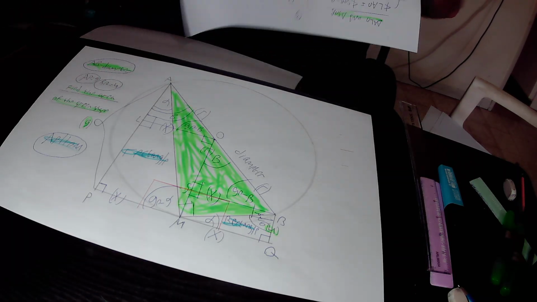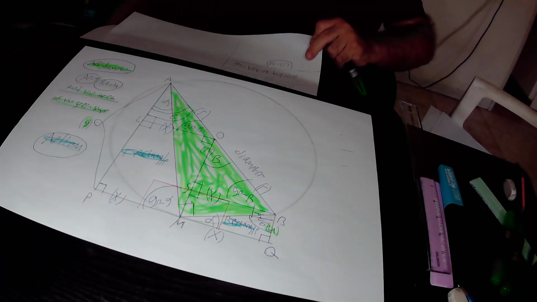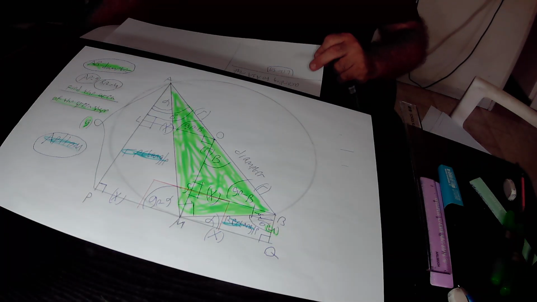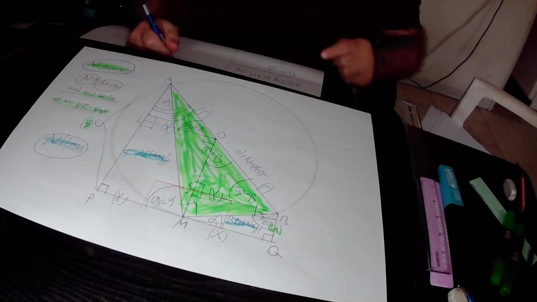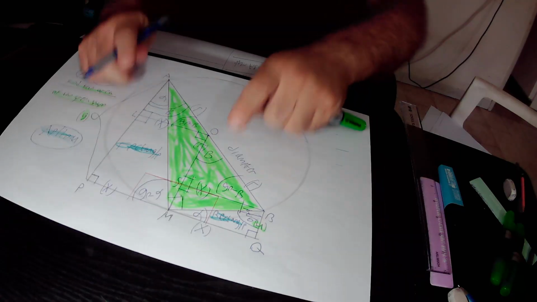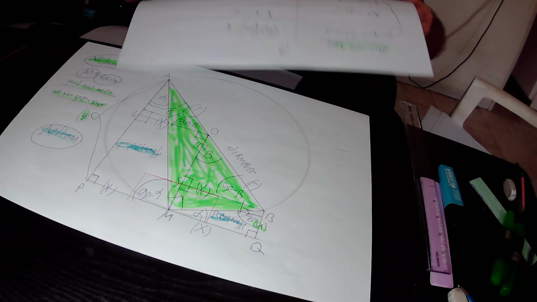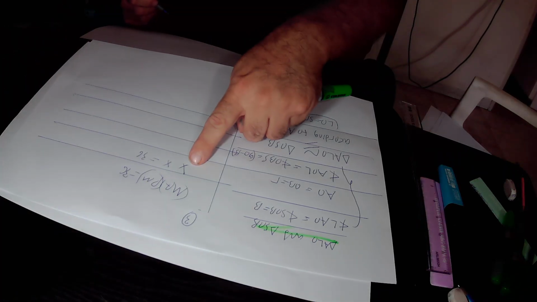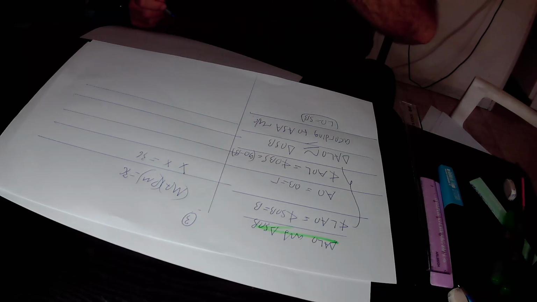Again, MQ times PM equals 36, according to what we already found out. MQ equals x and PM also equals x, so in total x times x equals 36.